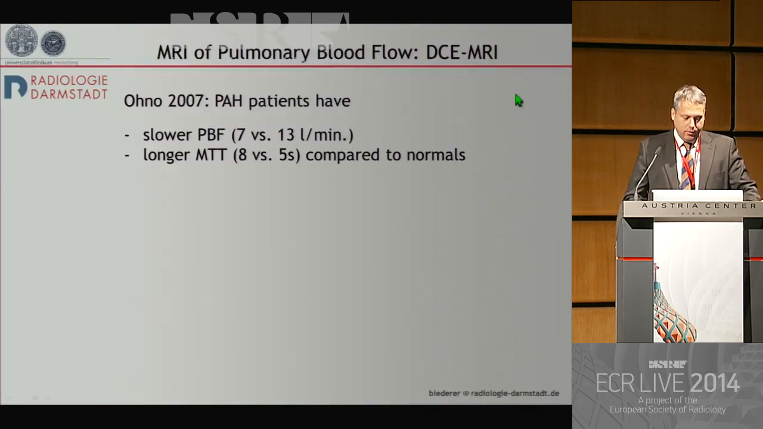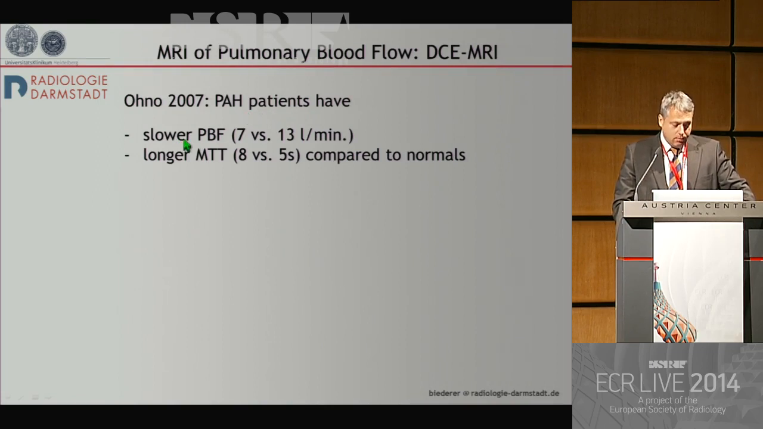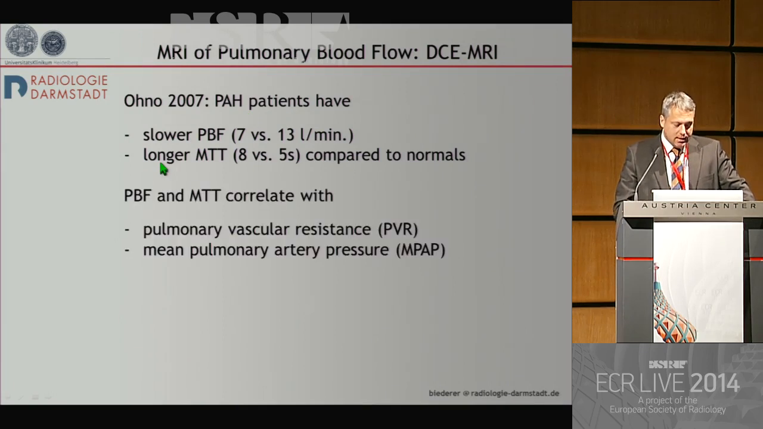So this is what you find, and we will find in the literature. PAH patients, so we're talking about the idiopathics right now, have a slower pulmonary blood flow and a longer mean transit time, and this correlates with pulmonary vascular resistance and the mean pulmonary arterial pressure.